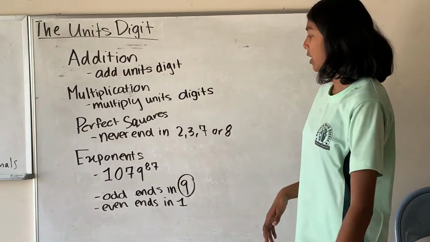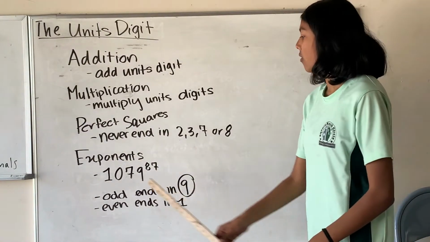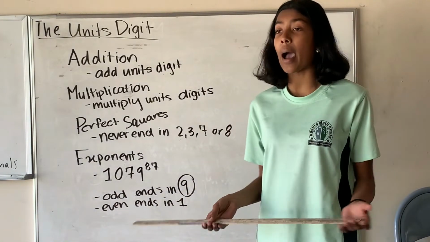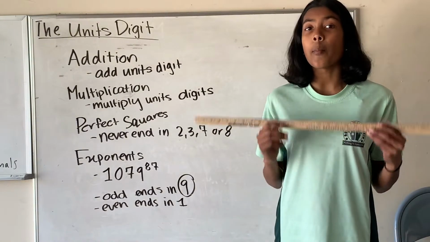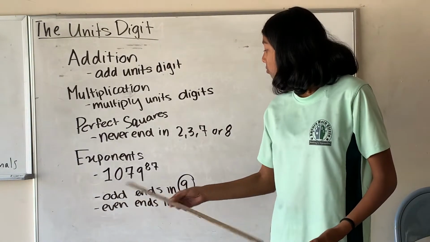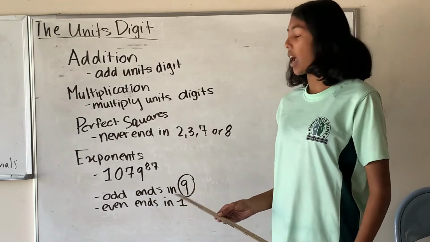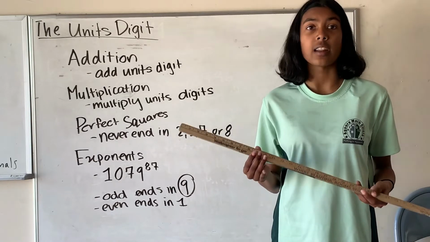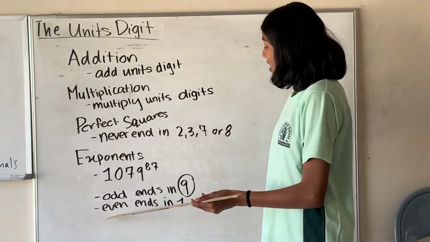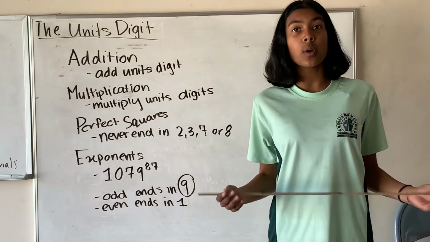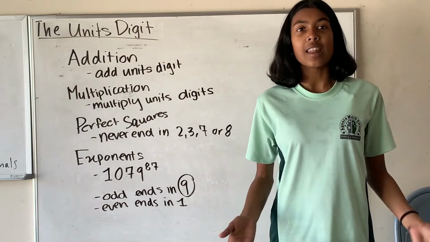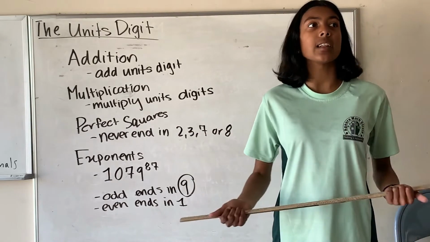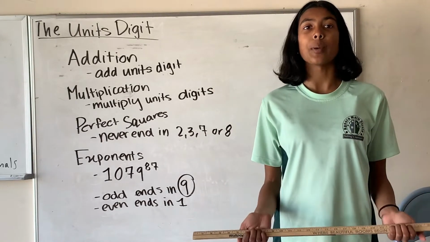And if you have exponents and they're asking, what is the units digit of 1079 to the 87th power, you just want to find a pattern. For example, for number 9, a pattern you can find is that if there's an odd exponent, it ends in 9, such as 9 to the 1 is 9, 9 cubed is 729. I'm not going any higher than that. And even ends in 1, such as 9 squared is 81, 9 to the 0th power is 1. And you can find many patterns like these in any number that you try. So look out for those patterns.